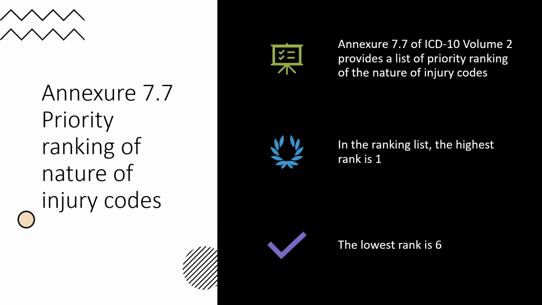Talking about Annex 7.7, priority ranking of nature of injury codes, this is available in Volume 2 of ICD-10 and provides a list of priority ranking of the nature of injury codes. In the ranking list, the highest rank is 1, the lowest rank is 6.